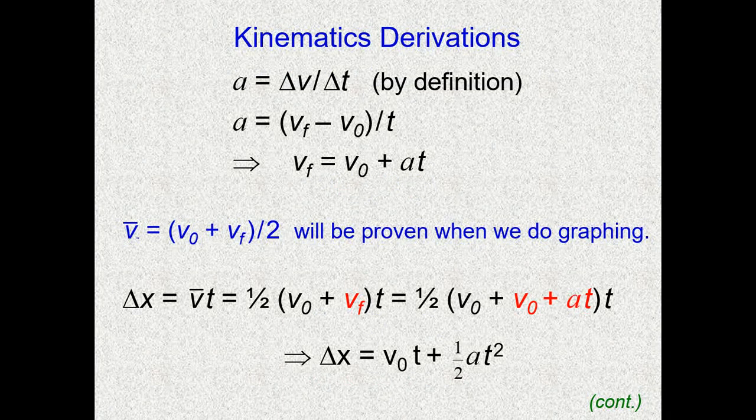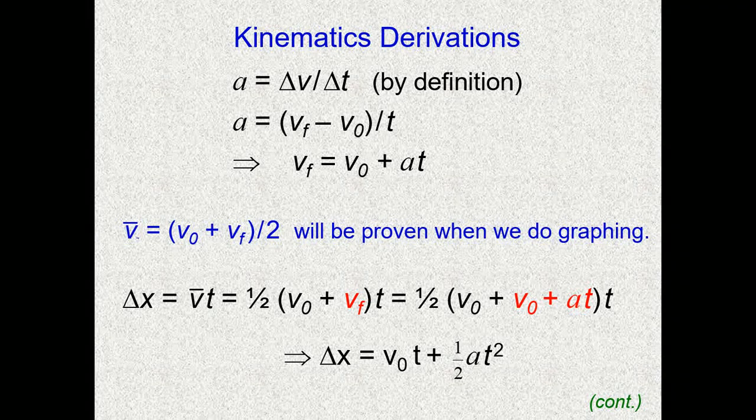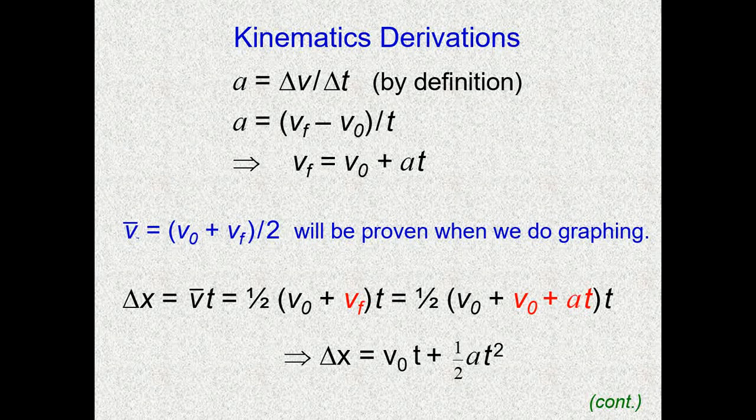So the kinematics derivation: a equals delta v by delta t. Okay, what is acceleration? Acceleration is the rate of change of velocity with respect to time. So a equals (vf minus v0) divided by t. And also we can write vf equals v0 plus at. So this is the derivation of the previous slide's equations.